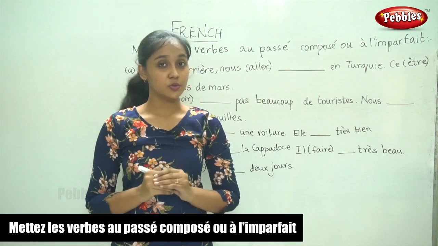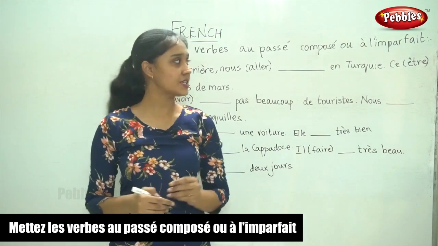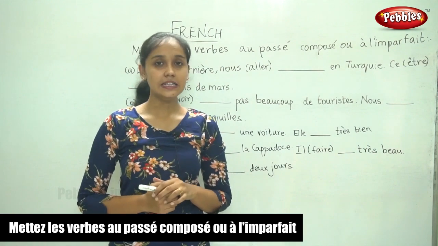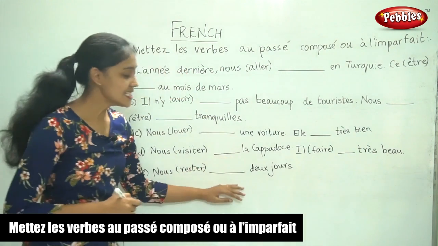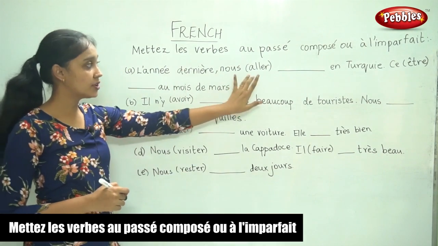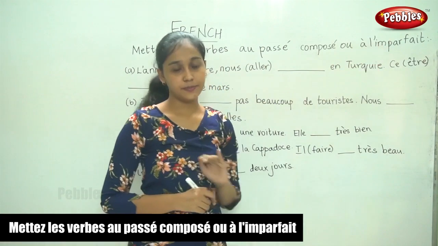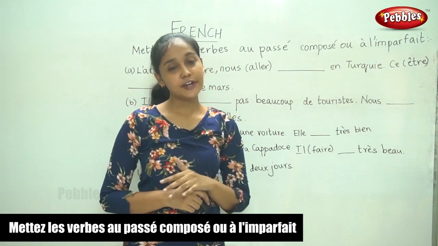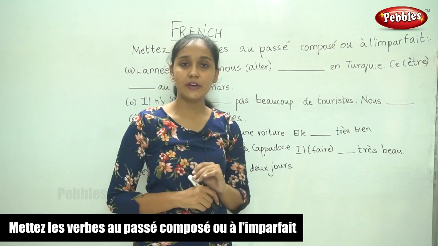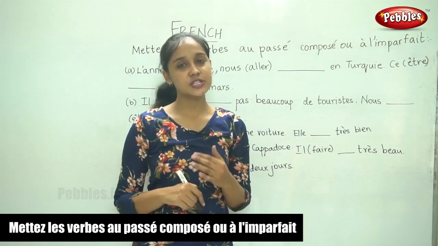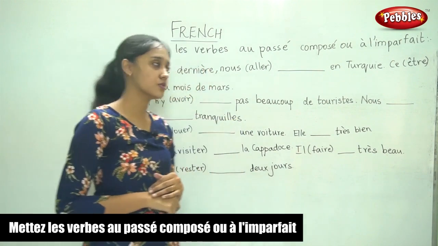So now we know how to write passé composé and imparfait, and we know both of them are the past tense. In this exercise, we are going to put the verbs in passé composé or in the imparfait. You know when we have to write passé composé and when we have to write imparfait. I taught you the rules already. So now we are going to see if we can apply those rules.